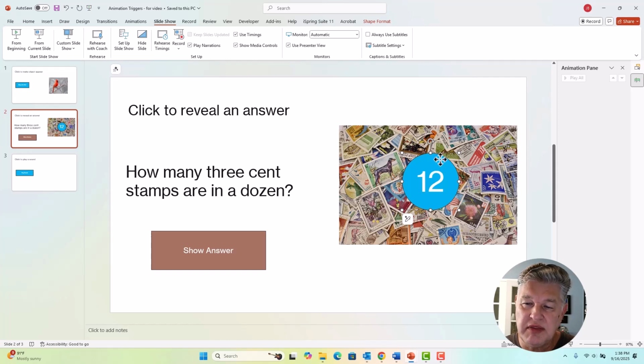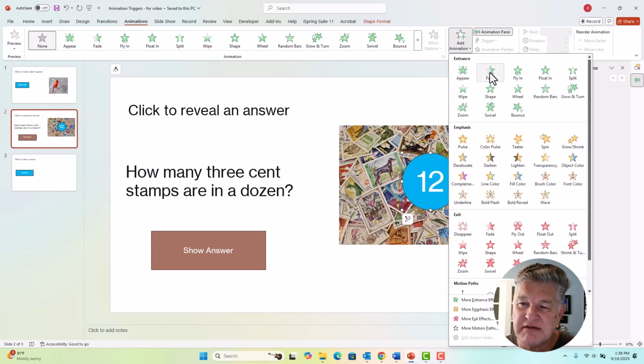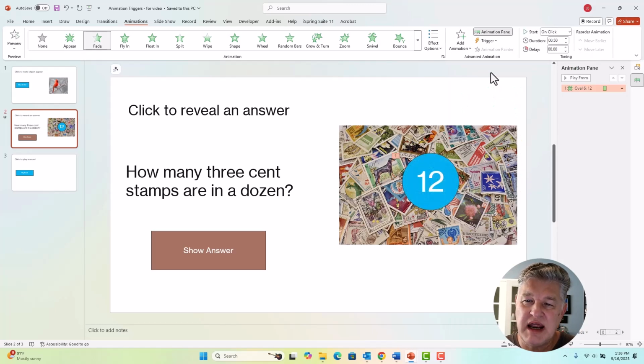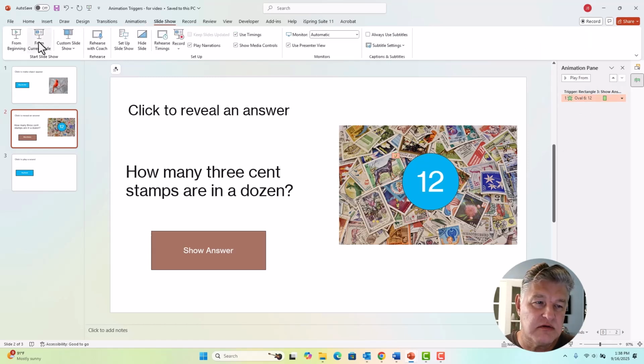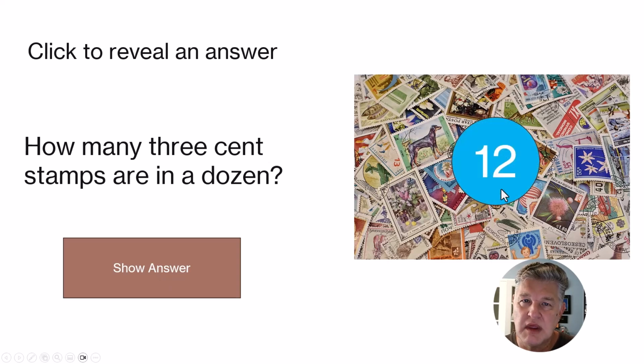So I'm going to click on the object that I want to reveal. I'll go to animations. I'm going to add the animation. I'll make it a fade. And then I will go to trigger, on click of, and in this case it is rectangle 3. And there it is. So when I go to slideshow from current slide and I click show answer, there it is. So, again, that's very basic.